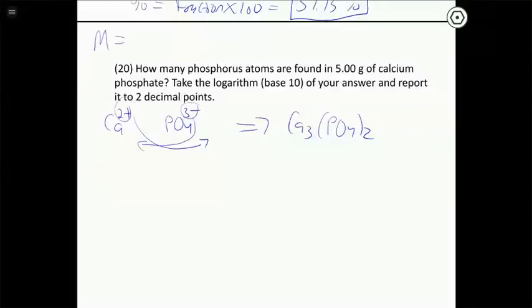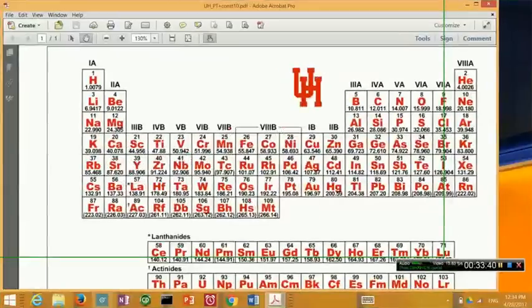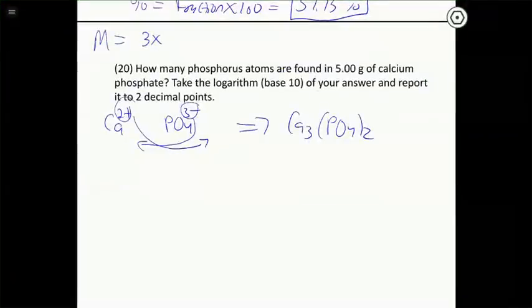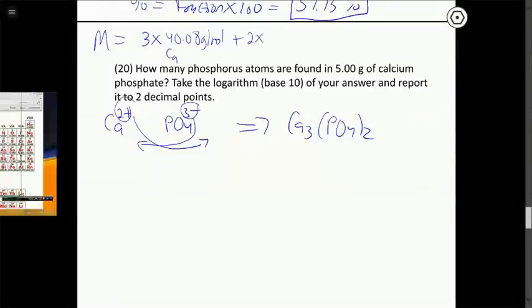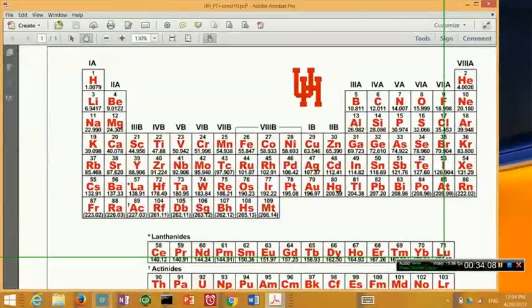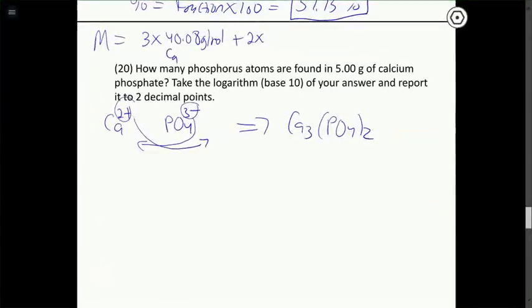So this formula has 3 calciums. From the periodic table, remember these numbers below the symbols are the atomic masses. So calcium has a mass of 40.08. So each calcium is 40.08. So that's the contribution from calcium. We have 2 phosphoruses because PO4 taken twice means we have 2 phosphoruses total. And the atomic mass of phosphorus is 30.97 right there. Okay. So those are all in the periodic table. You obviously don't have to remember all those.